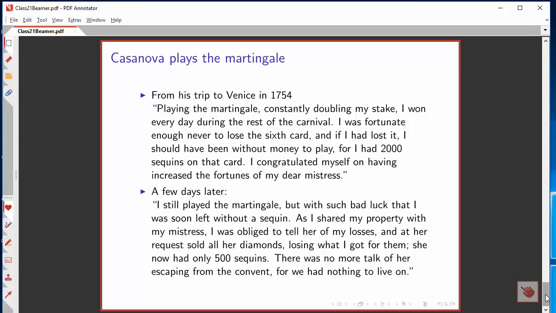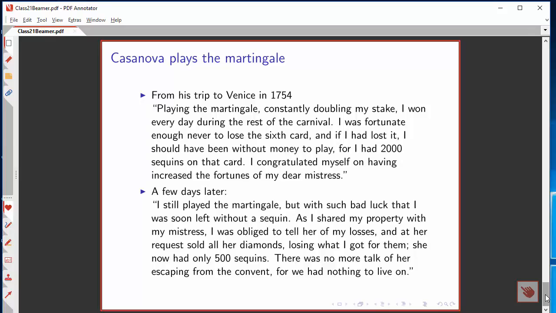Casanova clearly appreciates the peril of the traditional martingale. "But not in time. A few days later, I still played the martingale, but with such bad luck that I was soon left without a sequin. As I shared my property with my mistress, I was obliged to tell her of my losses, and at her request sold all her diamonds, losing what I got for them. She now had only 500 sequins. There was no more talk of her escaping from the convent, for we had nothing to live on."